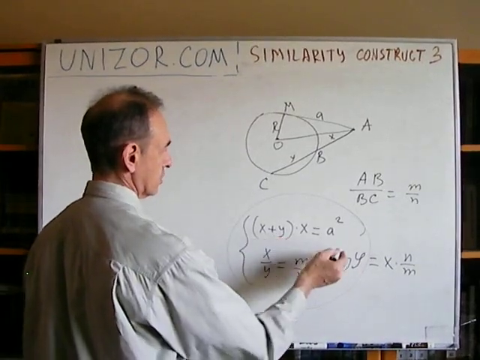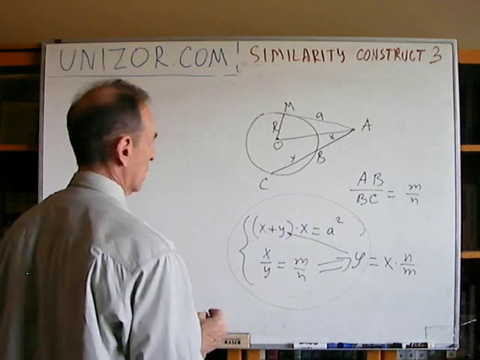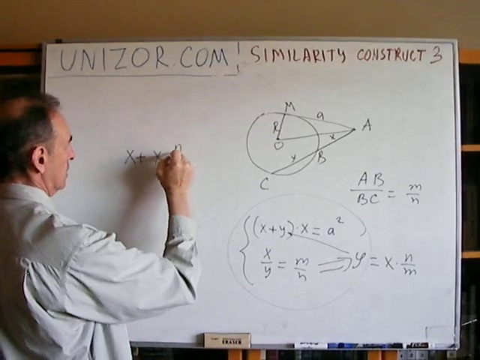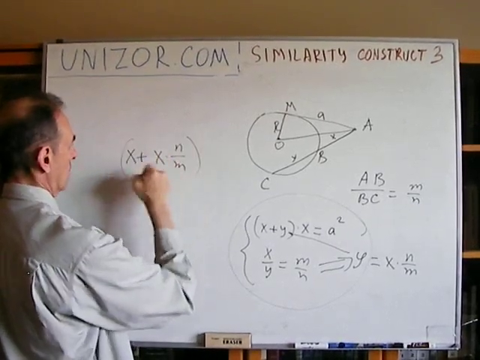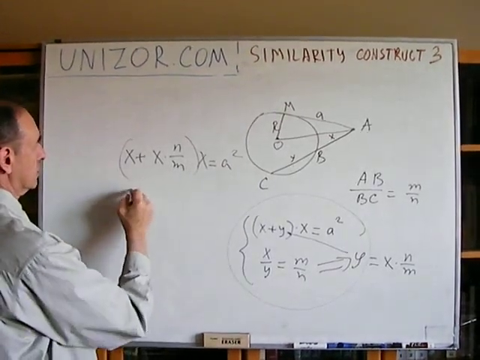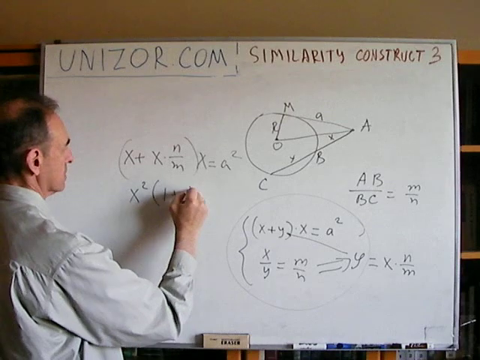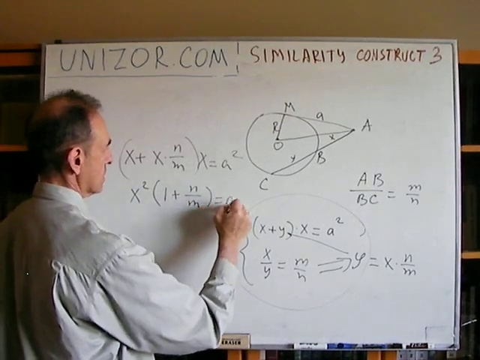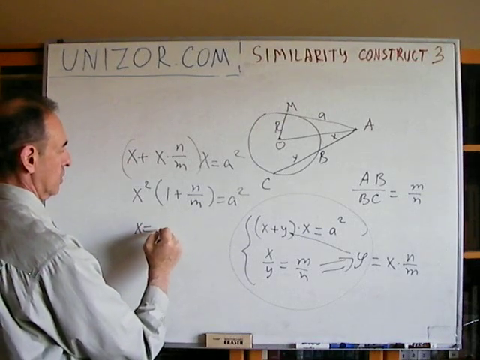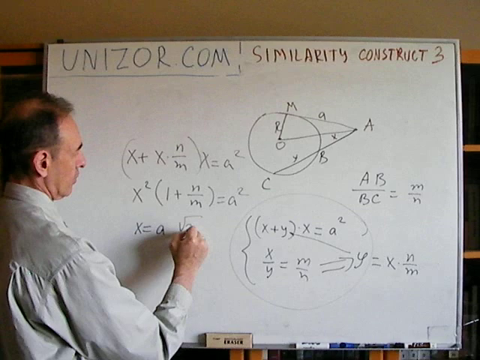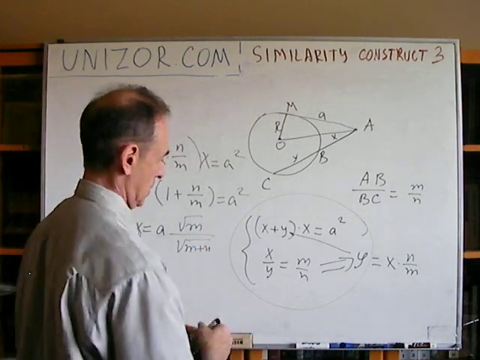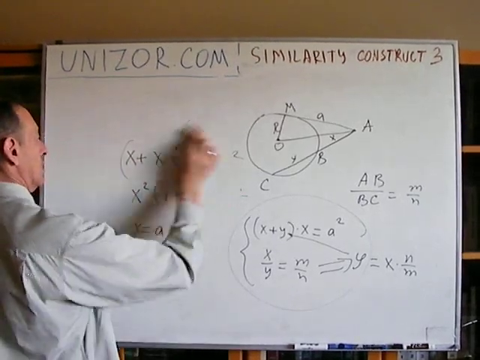Now I will substitute it into this, and I will get x plus xn over m, times x, is equal to a square, right? x outside, x square, 1 plus n over m is equal to a square. We have exactly the same as the previous problem. So x is equal to a times the square root of m divided by the square root of m plus n. That's it. That's simple.